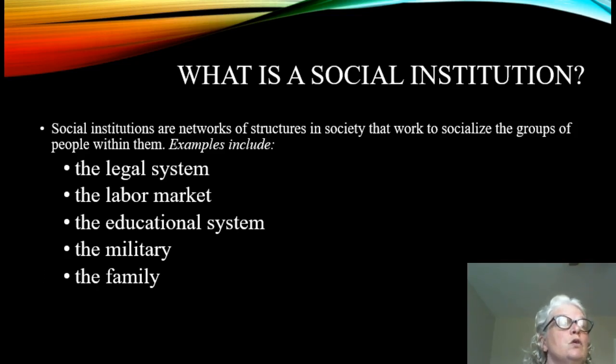So, what is a social institution? Social institutions are the networks of structures in society that work to socialize the groups of people within them, like the legal system, the labor market, the educational system, the military, and the family. The family is one of those big social institutions. We will see that come up throughout sex and gender, as well as the educational system and the legal system, which define things based on this social construct.